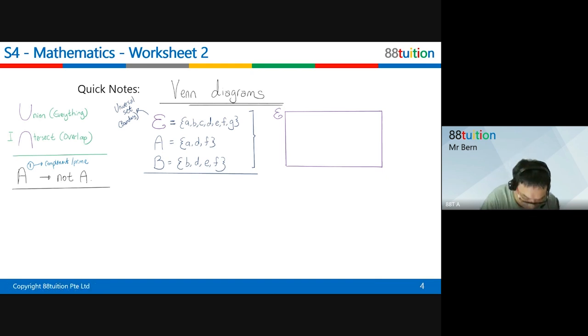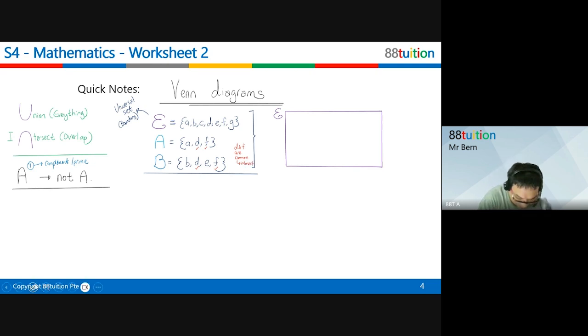The next check you need to do is whether A and B have anything in common. Oh yes, they have D and D in common. They also have F and F in common. So D and F are common. Common means they are appearing in A and in B, so there is some intersection happening.